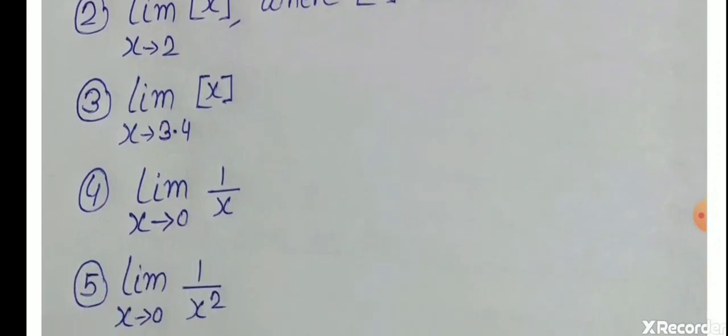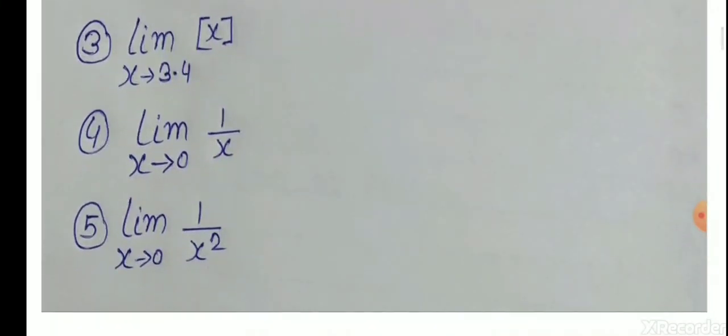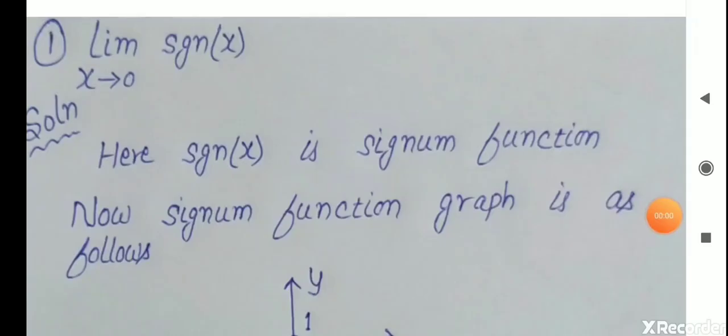Fourth one is limit x tends to 0, 1 by x. Fifth one is limit 1 by x square as x tends to 0. First question is limit sgn x tends to 0. Here sgn x is known as signum function.